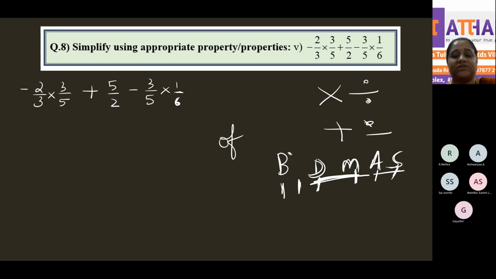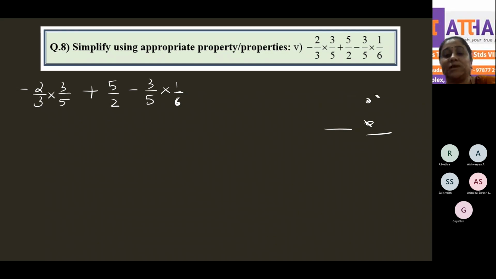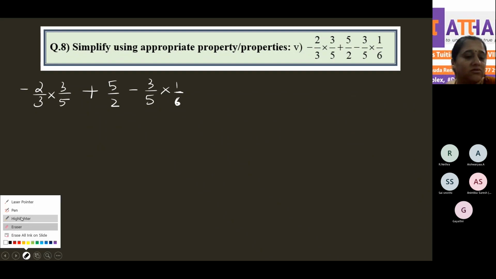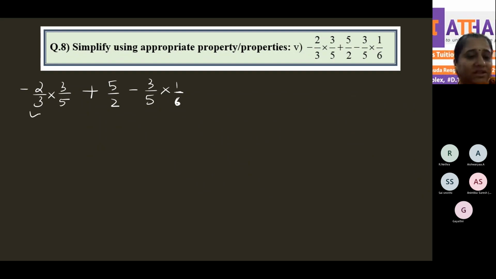So here there is no division symbol, so that means multiplication is dominating. That means these two make a pair and these two make a pair. Because you can see the multiplication sign, on either side you have two numbers, so they make a pair. You can see the multiplication sign here, on either side you have two rational numbers, so they make a pair. So this one stands alone, plus 5 by 2 stands alone. Now, in this part and this part, you see that 3 by 5 is common.